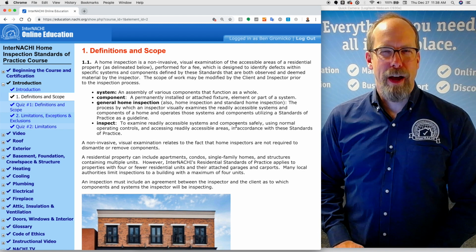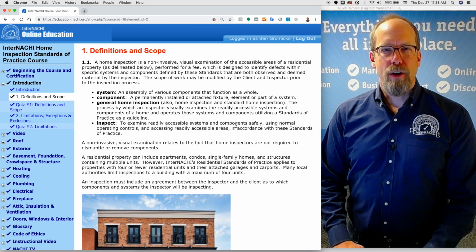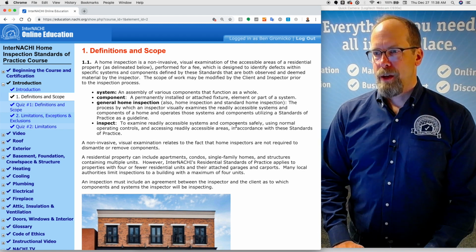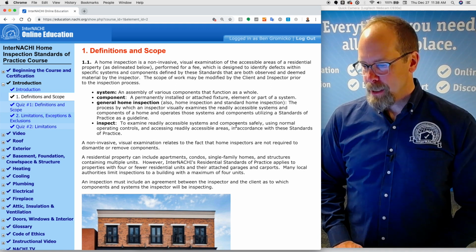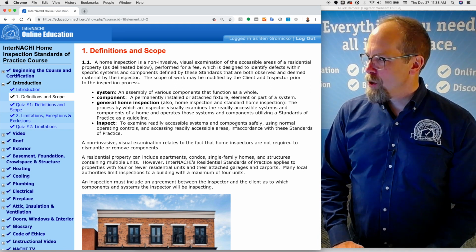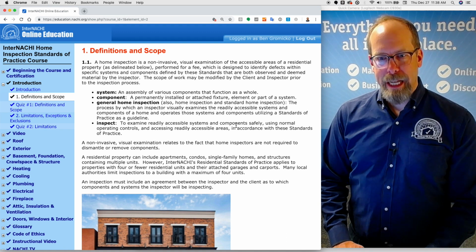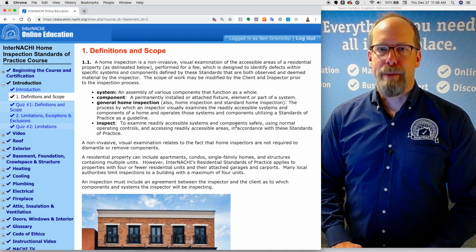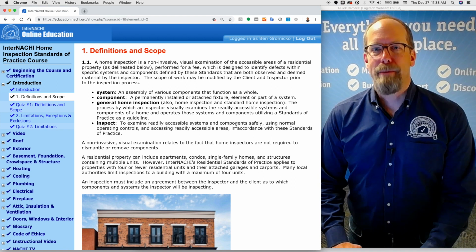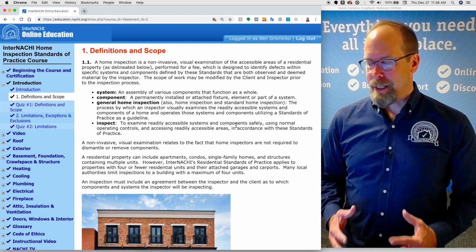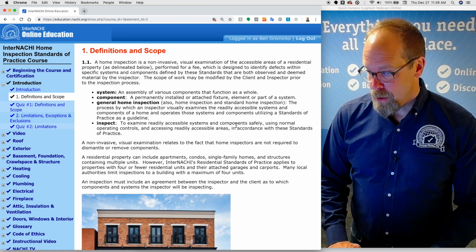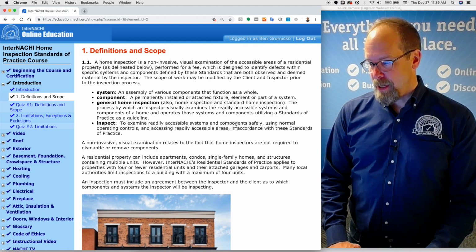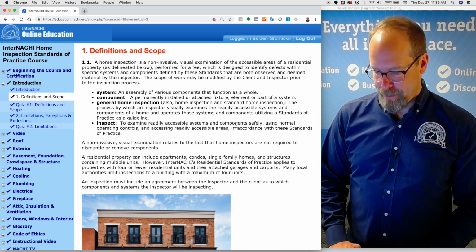So, are you required to find all the problems in a home? No. You are required to report upon those defects that you both observe and deem to be or consider to be material as defined by the standards of practice. A material defect is a really serious problem. The scope of work may be modified by the client and inspector prior to the inspection process.